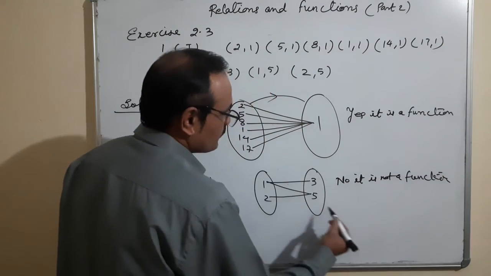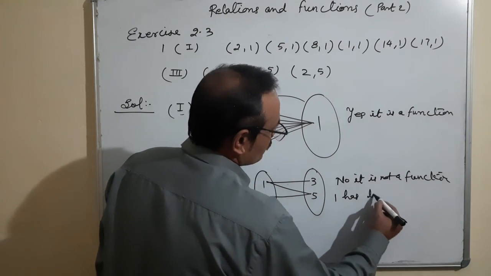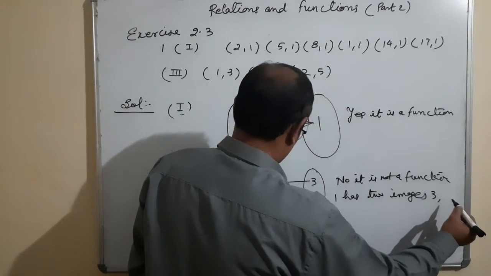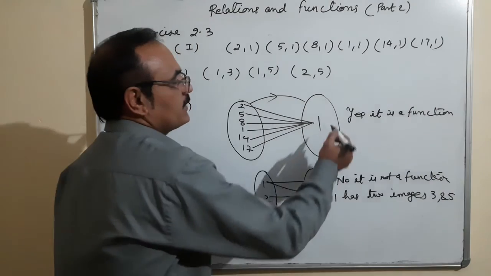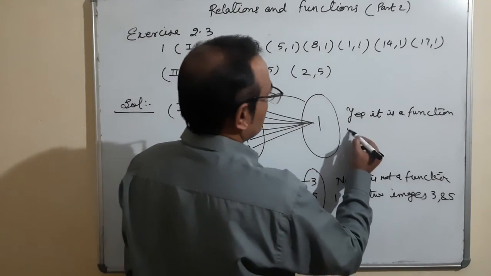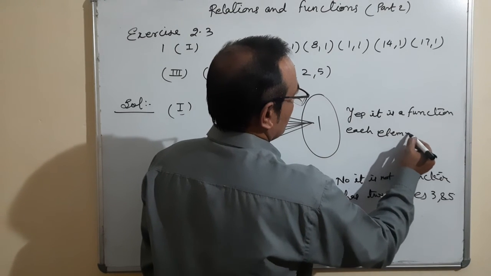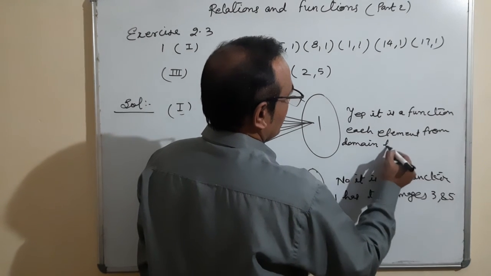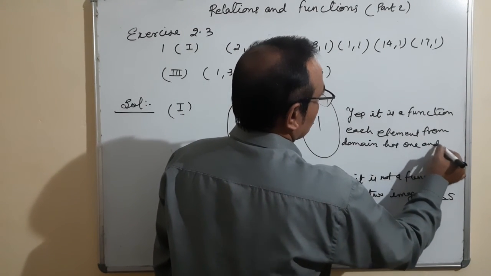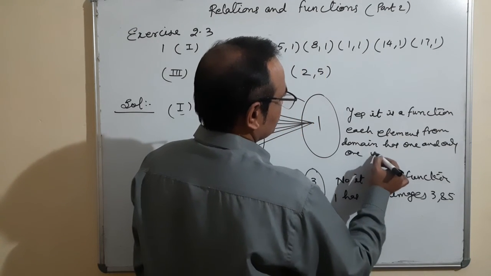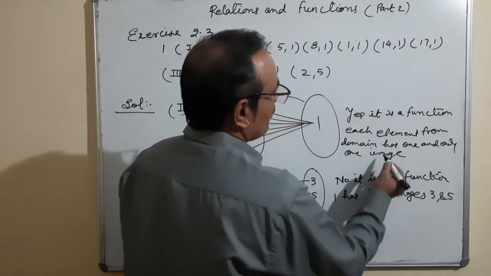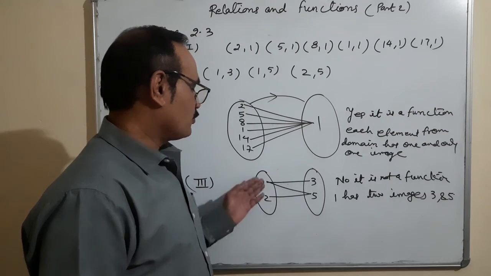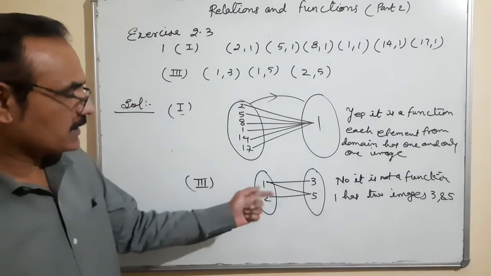What is the reason? Because 1 has two images, 3 and 5. A function requires that each element from the domain has one and only one image. So these are the reasons. The domain is 1, 2 and the range is 3 and 5, but it is only a relation, not a function.